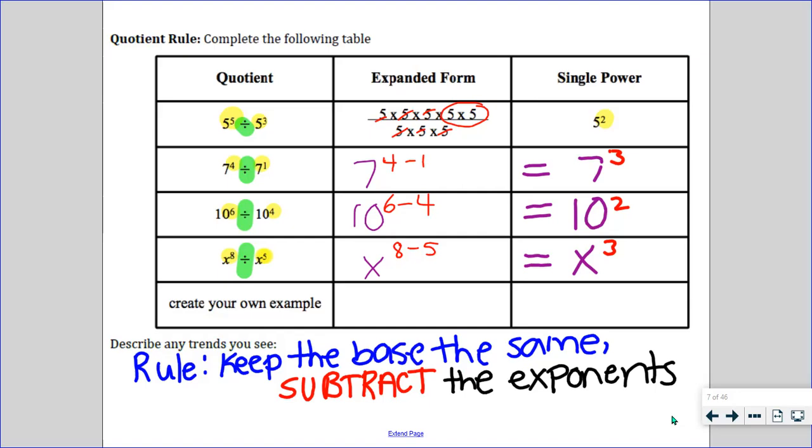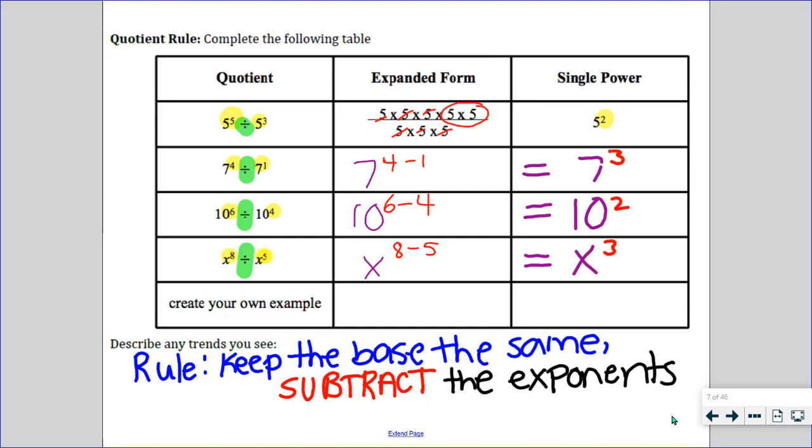The last example is x to the power of 8 divided by x to the power of 5. Our base remains x. We subtract our exponents, 8 minus 5. And that leaves us with x to the power of 3.